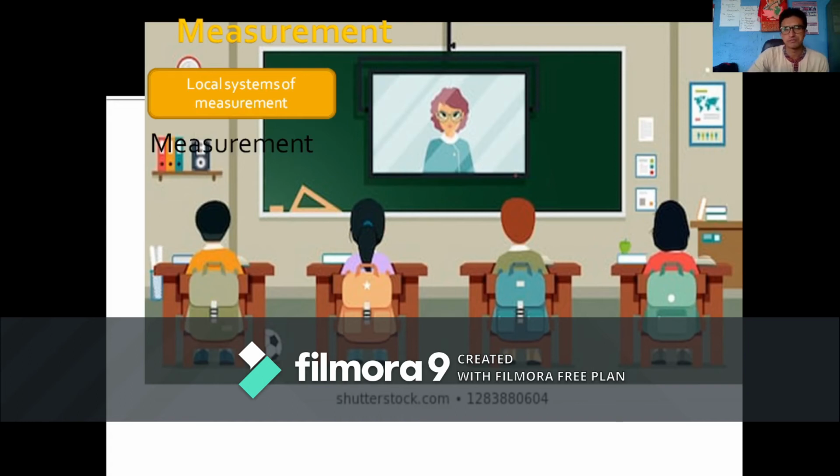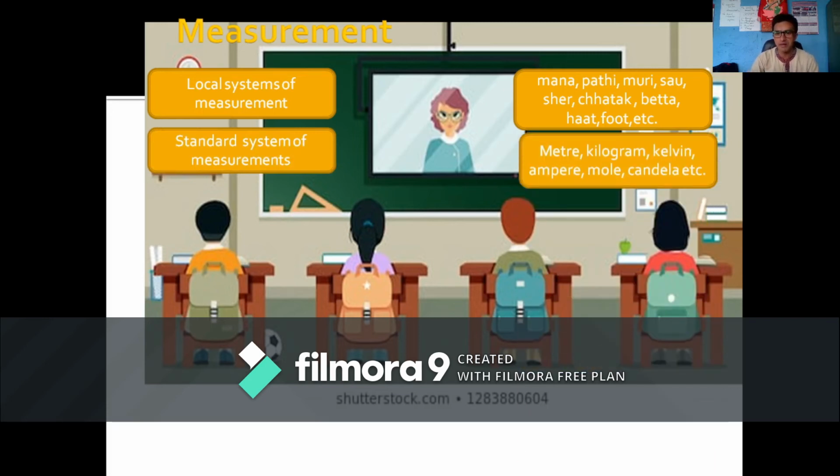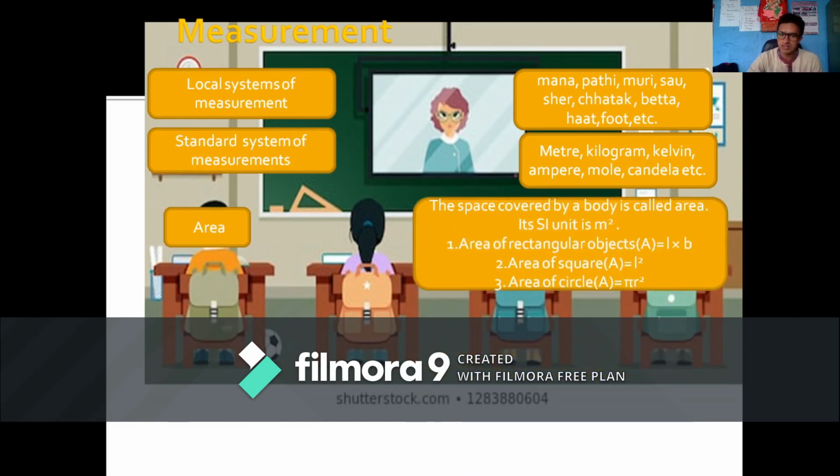So after that, we should know the local units. In ancient times, local systems of measurements were used, like mana, pathi, muri, sau, ser, chatak, beta, hath, foot, gauge, like this. Nowadays standard systems of measurements are used: meter, kilogram, Kelvin, ampere, mole, candela, etc. And other units are also there. We should know how area is measured.